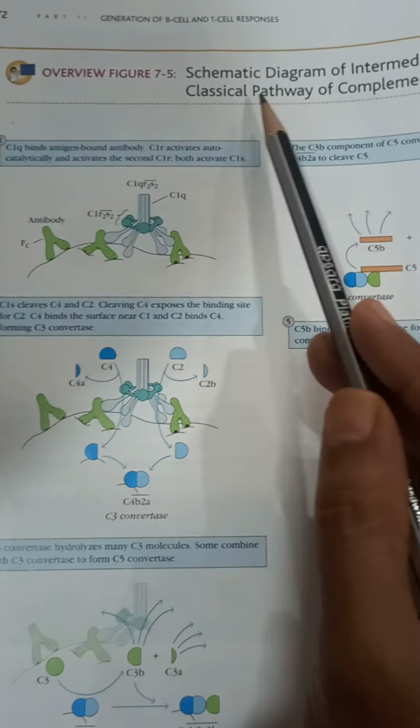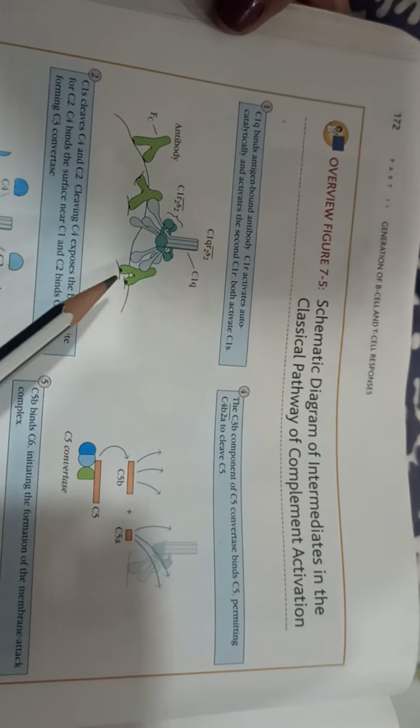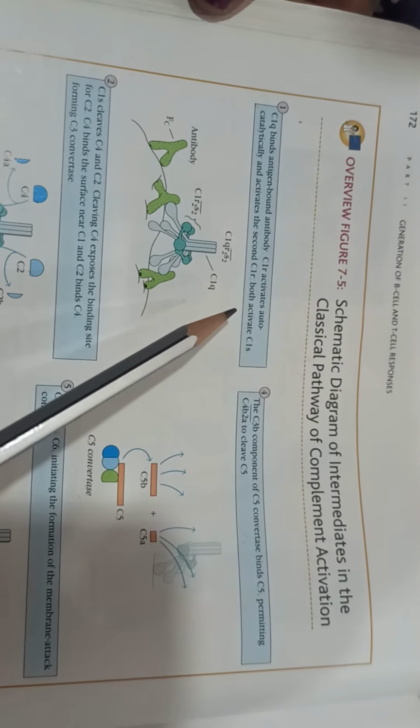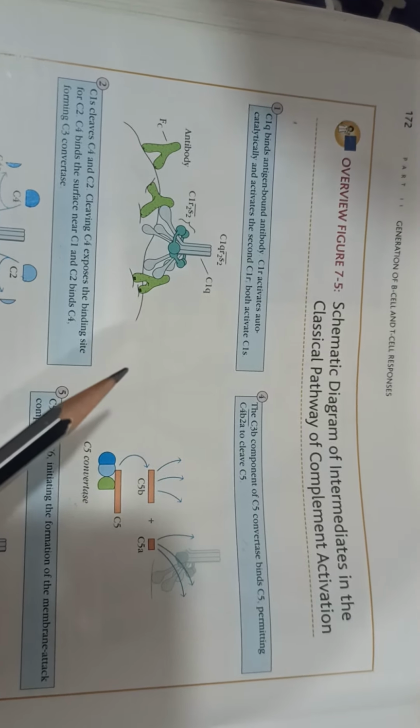So here we will discuss the first pathway, that is the classical pathway of complement activation. This is like a cascade reaction. We have several steps in this complement activation. You can write this as a flow chart and draw at least three figures from the figures that I am going to show now.